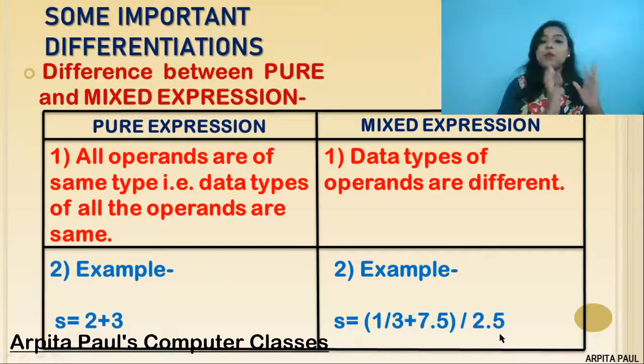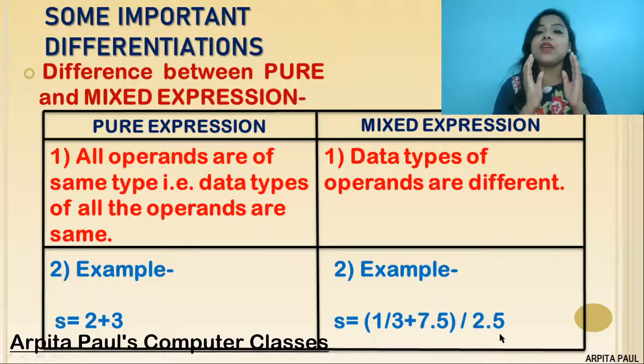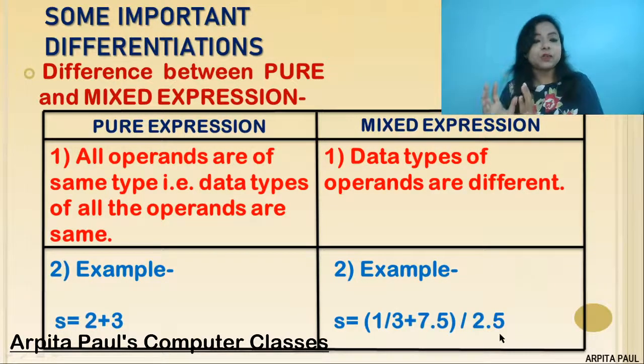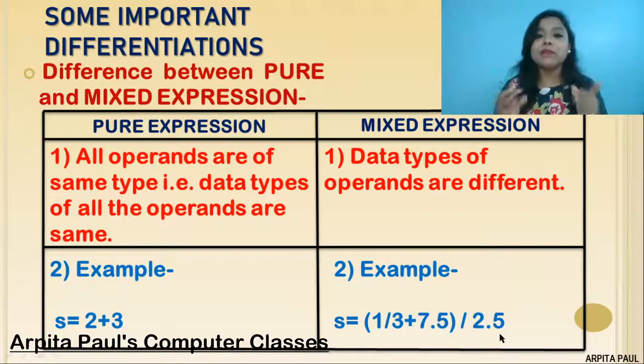Okay, so basically pure expression means all the variables should have the same data types, and mixed expression means a mixture of different data types. That means operands can have different data types.